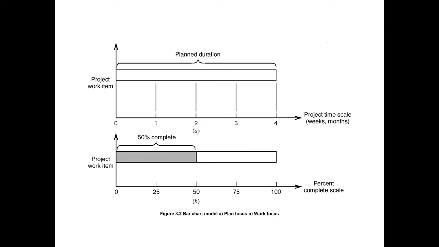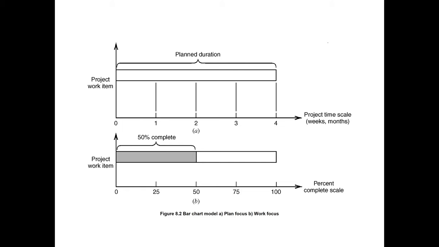Here is figure 8.2. Figure A represents, on the x-axis, the number of weeks or months, so week number 1, 2, 3, 4, and on the y-axis the project work items, or activities. Here we just draw one activity that is going to take 4 weeks or 4 months. Then in B, we see that our work is spread over 4 months.